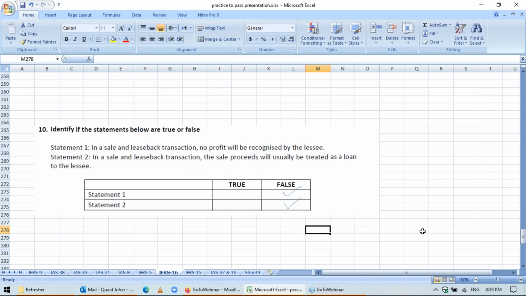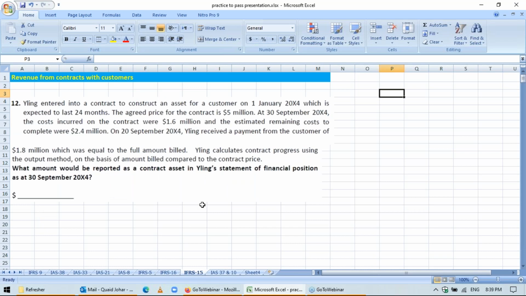Okay, students. So that's the end of the leases portion. Now move on to IFRS 15, revenue from contracts with customers. Let's start with revenue from contracts with customers. Now I'm not moving in sequence. I'm starting with a case study first, and then we will come back to question number 12, right?